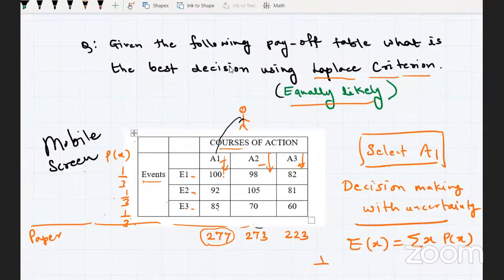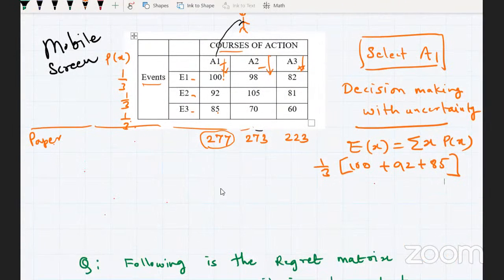Then 1/3 is taken out common और ब्रैकेट में क्या रहता है? 100 plus 92 plus 85. ये ब्रैकेट में रह जाएगा. And therefore जो भी टोटल है उसका डिवाइड बाय 3 करो and that will be the expected value for each option, for each course of action. So like that you will compute the expectation for A1, expectation for A2 and expectation for A3.